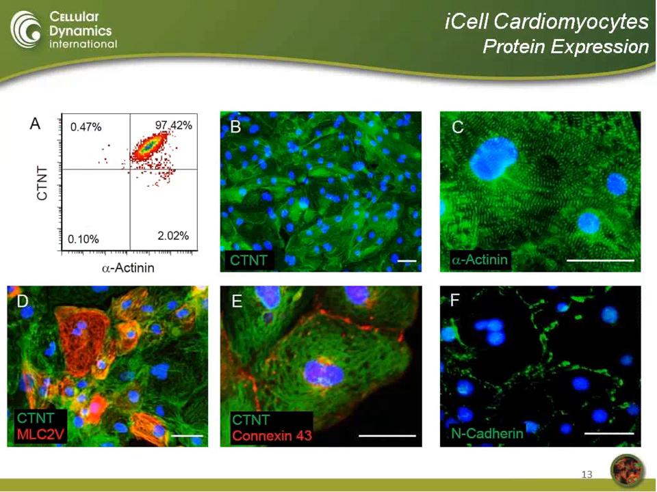Panel D is cardiac troponin T and MLC2V, and this demonstrates that it is a mixed population, so we have nodal, atrial, and ventricular cells in here. Panel E is, again, cardiac troponin T in green, with connexin 43 for gap junctions in red, showing that they form along the edges as you'd expect to enable cell-to-cell communication. Additionally, with the N-cadherin, you've got it right along the edges as you'd expect.